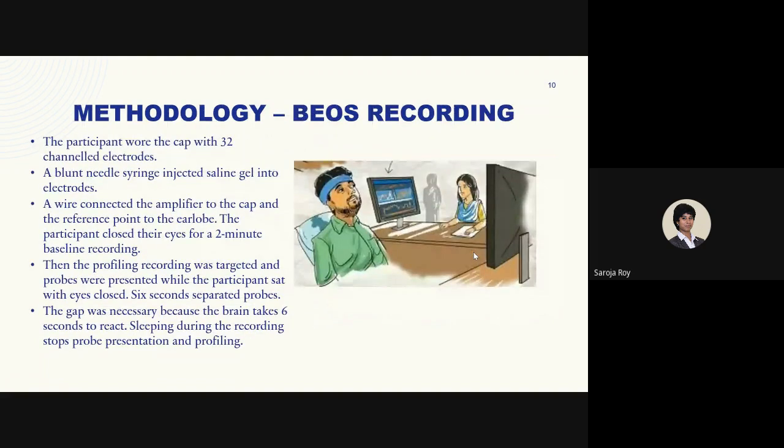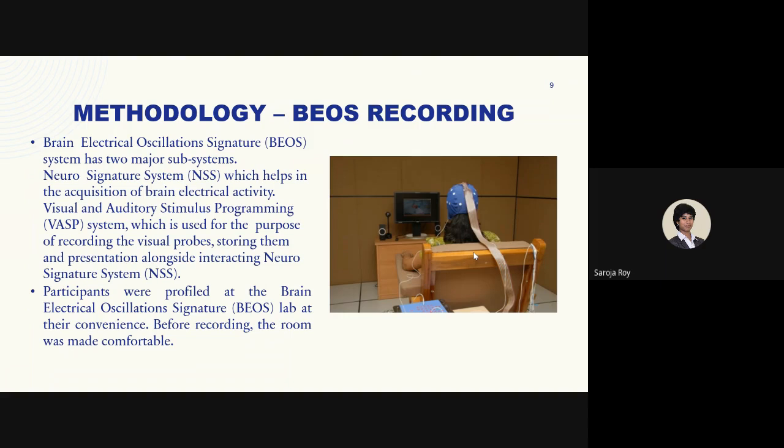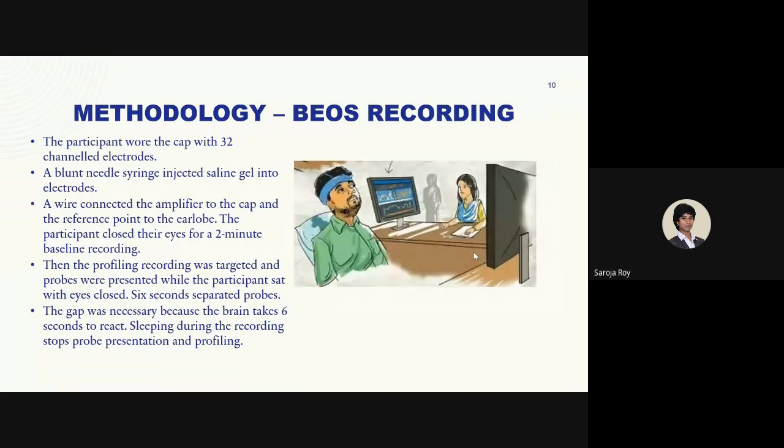Yes, so the person wore a cap with 32 channel electrodes and a blunt needle syringe injected gel into the electrodes. The cap here is a more advanced one, because in a conventional EEG, each electrode has to be fixed separately. But as you can see in this picture, it is a cap coming with all the 32 electrodes. We just have to know the main points near the ears so that it is in its proper place. A wire connects the amplifier to the cap, and a reference point to the earlobe.